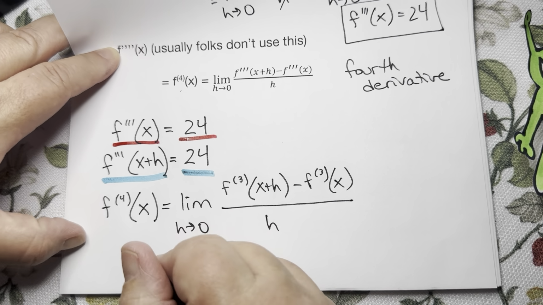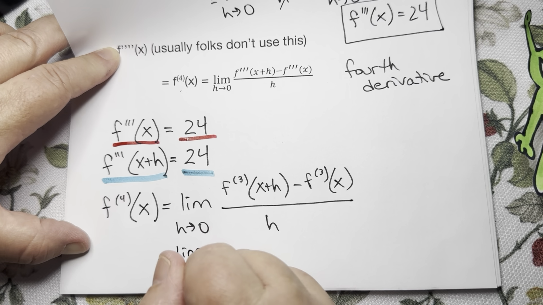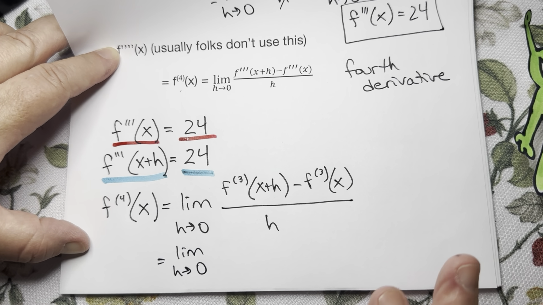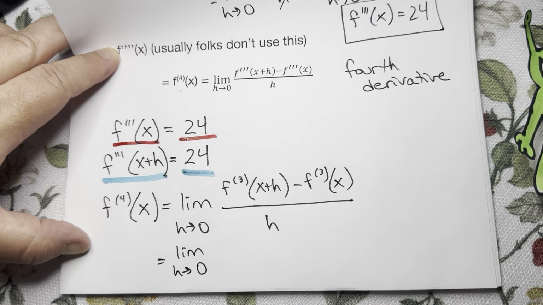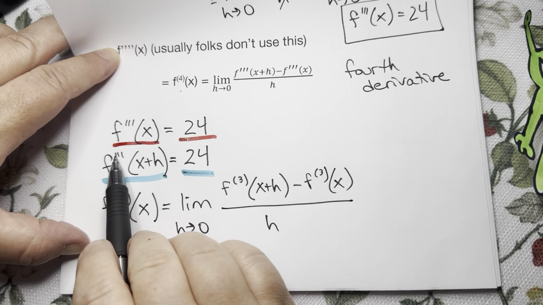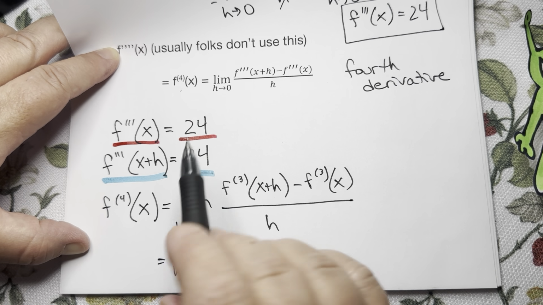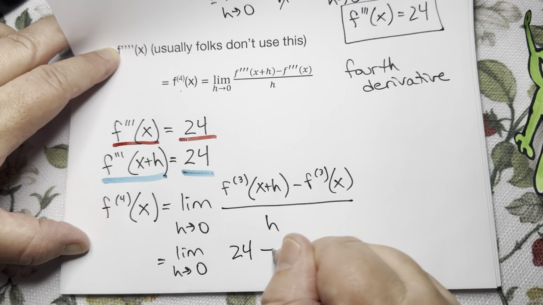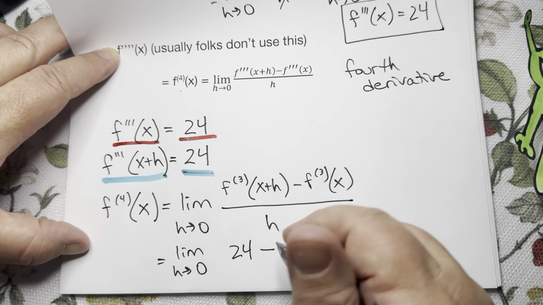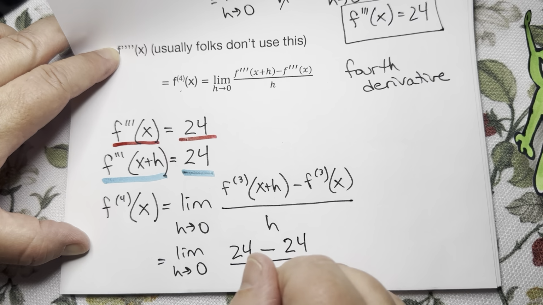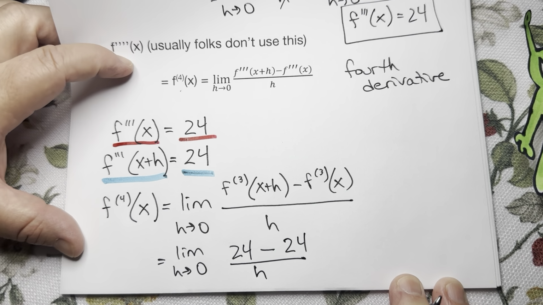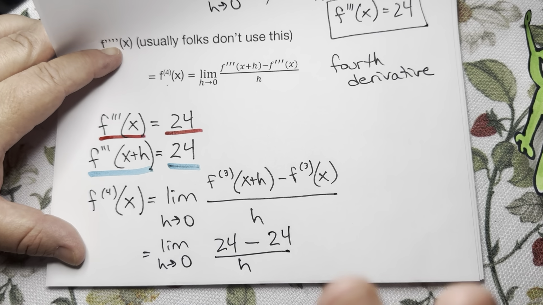Okay, so this is the limit as h approaches 0. Do not panic, because I can see you through the screen. Some people are panicked. What happens when we take the third derivative at x plus h? It's 24. What happens when we take the third derivative at x? It's 24. Now, a lot of people are going to go, it's zeros and zeros and zeros. And the answer is chill.